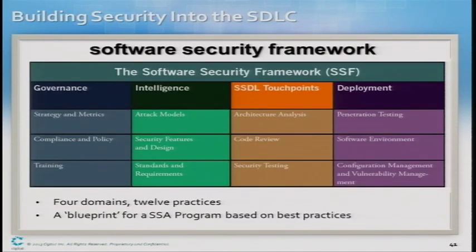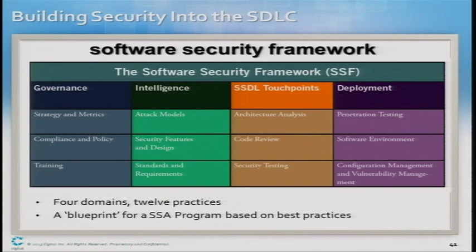So here's a quick overview. I mentioned the 111 measurements. They're divided into 4 domains: governance, intelligence, the touch points, and deployment. And you can see all these different activities that fall into those boxes. And for example, pen testing falls under deployment. We talked a lot about the touch points, the architecture analysis, the code review, and the security testing piece of it.